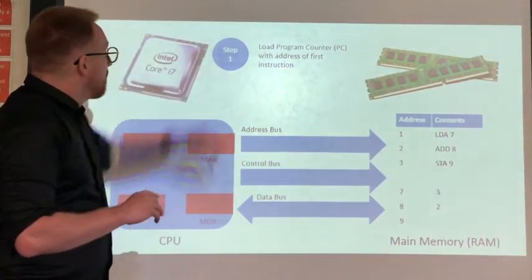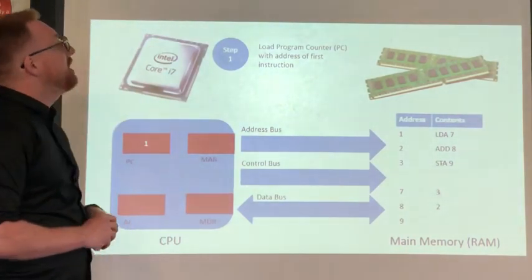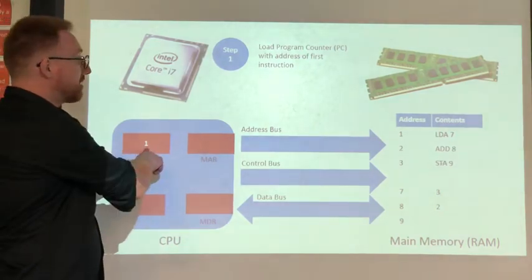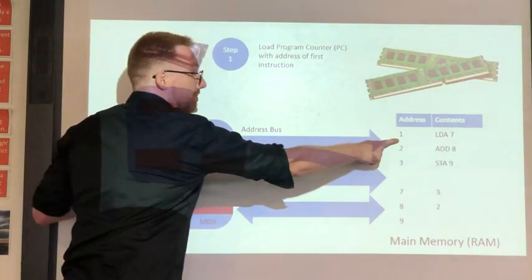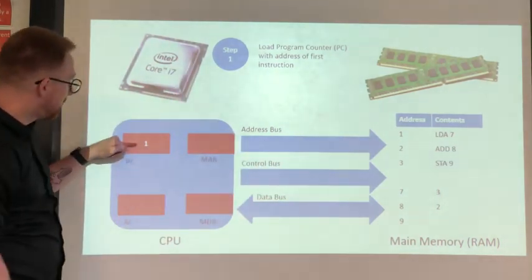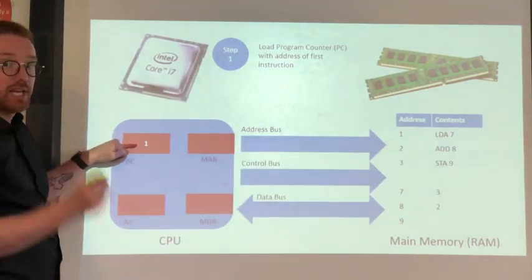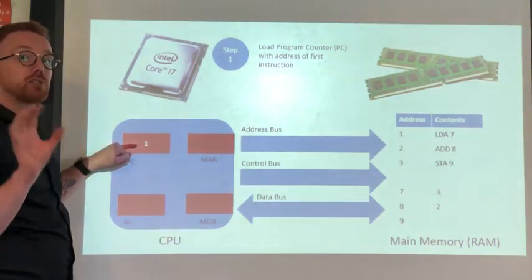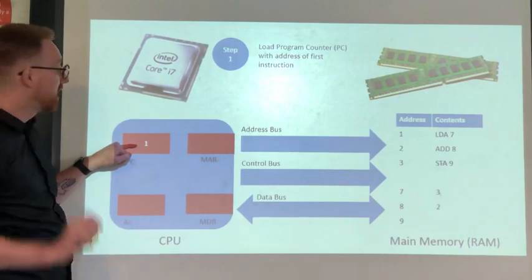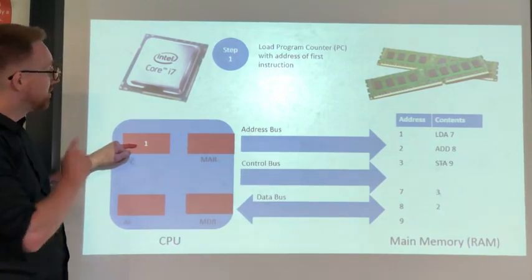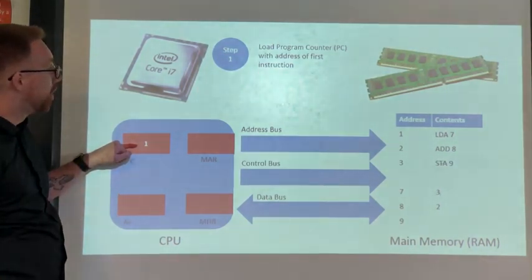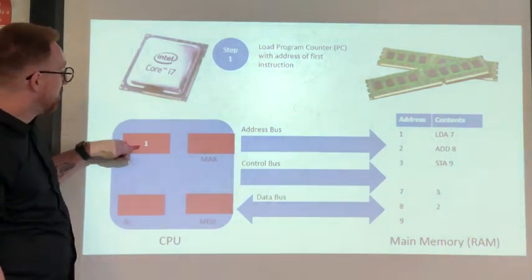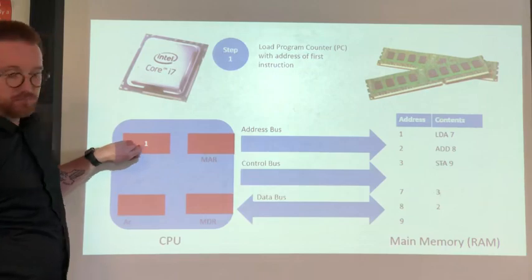So, the first step, we need to load the program counter with the memory address of the first instruction. In this case, the memory address of the first instruction is 1. Remember, the program counter keeps track of the memory address of the next instruction. And here the instruction is in memory location 1. So we're going to load the program counter with that value.